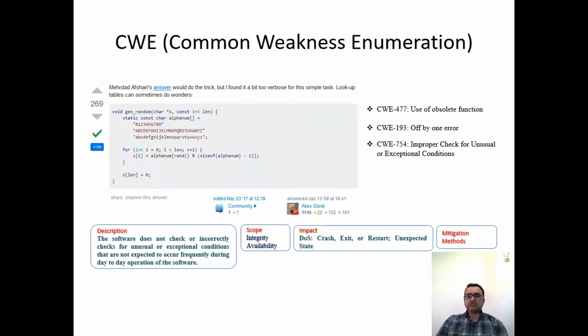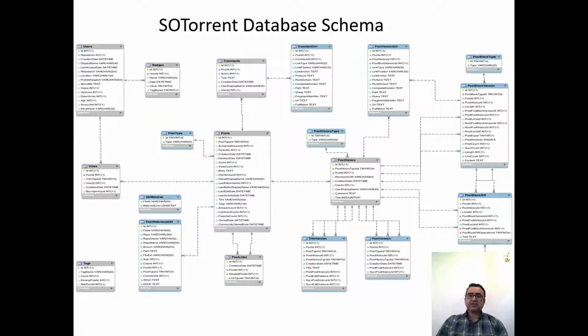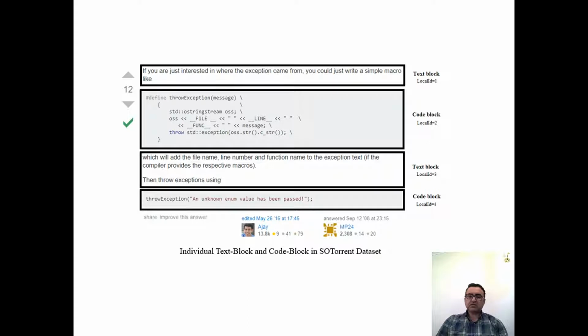In addition, for tagging the vulnerabilities, we use CWE, because if we tag a vulnerability with CWE, we have description, scope, impact, and mitigation methodologies within the documentation of CWE. The SOTorrent database is used because it contains 10 years of dumps of Stack Overflow, so we could see the evolutions of vulnerabilities and evolutions of code.